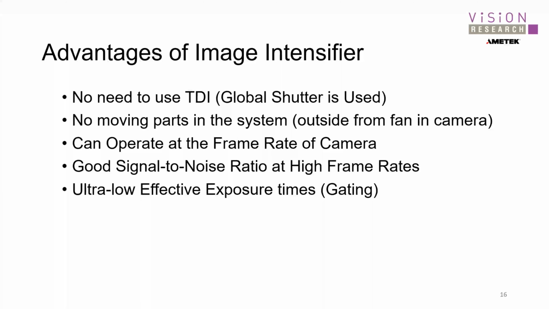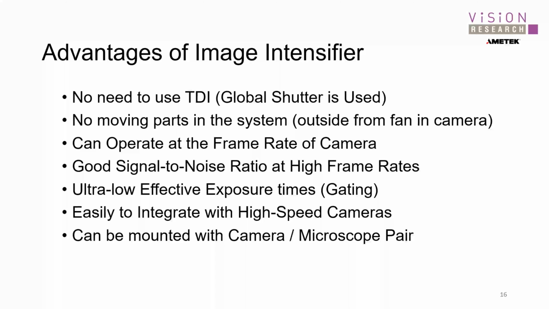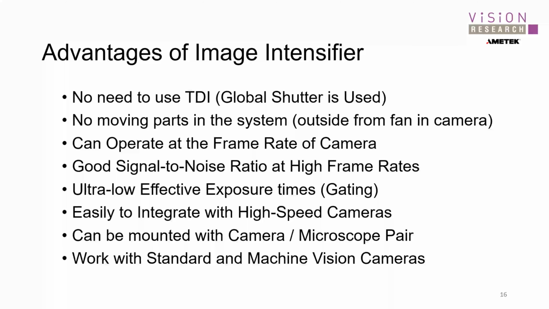Okay, so you get good signal to noise ratio at really high frame rates. You get ultra low effective exposure times. Even the high-speed cameras in general have really nice exposure times, and you can even utilize the gating feature of intensifiers to get even lower effective exposure times. And it's fairly easy to integrate with the camera. All right, everything's adaptable and available. And as you can see, it can be readily mounted on with the camera and a microscope pair. Okay. And the other interesting thing, and I'll talk about this in a little bit, is that these systems also work with standard and machine vision high-speed cameras as well.